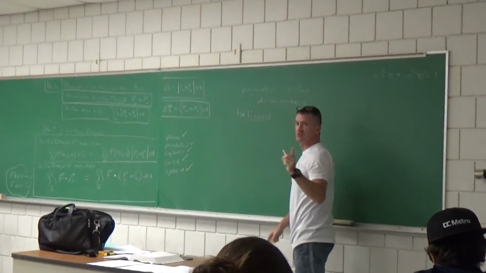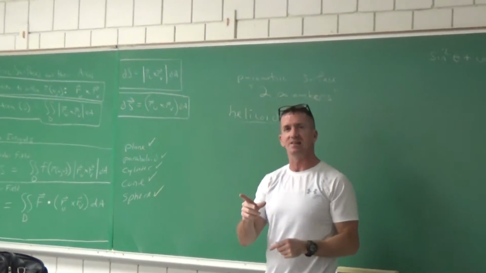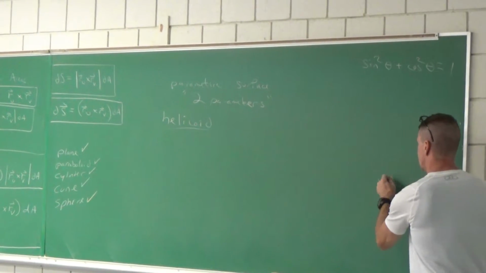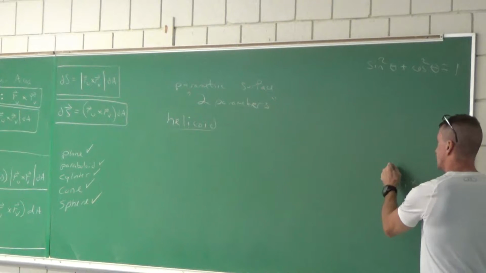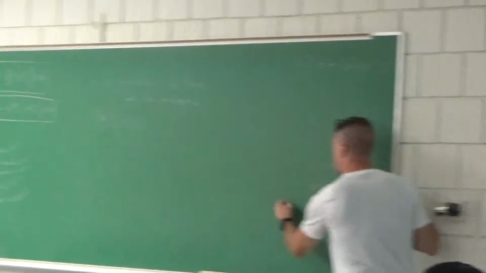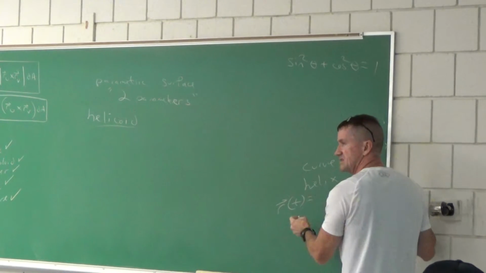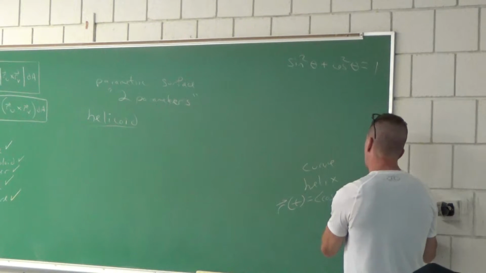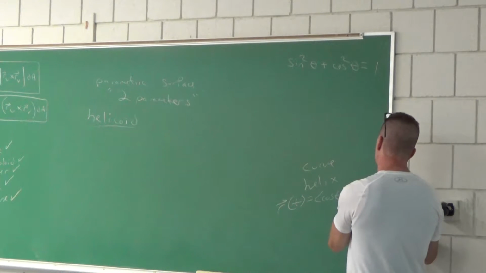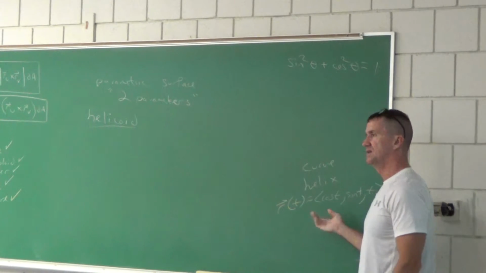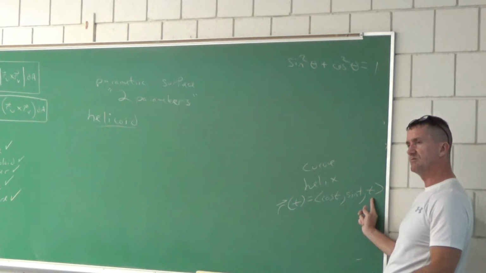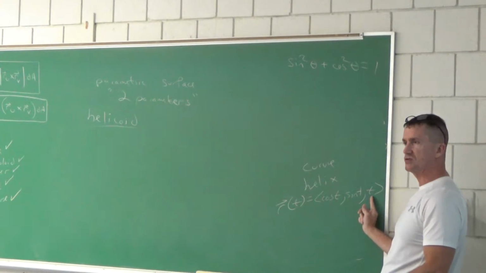Well, we need two parameters to do it. Let's start with the helix. You remember what a helix was? A helix was a curve, and we parameterized that one using just a t. We did something like this: cosine t, sine t, and just a t. You remember this? This allowed the thing to just circle around. That was the parameterization of the helix.